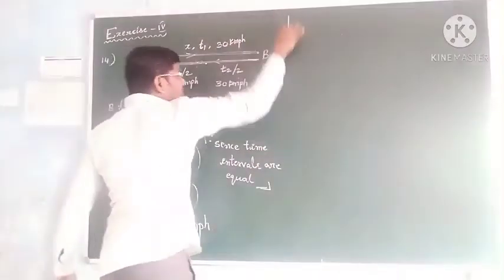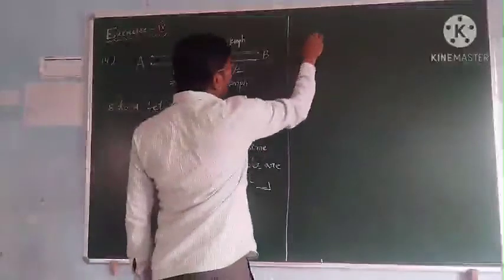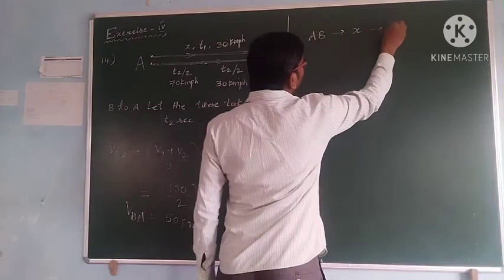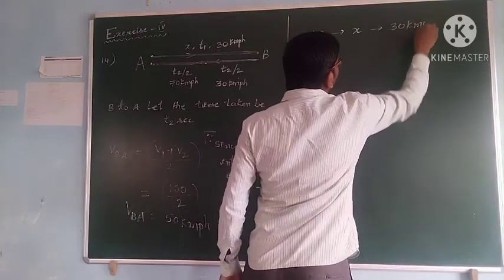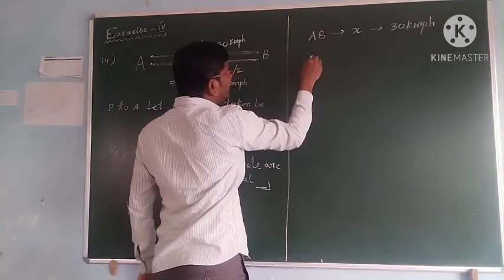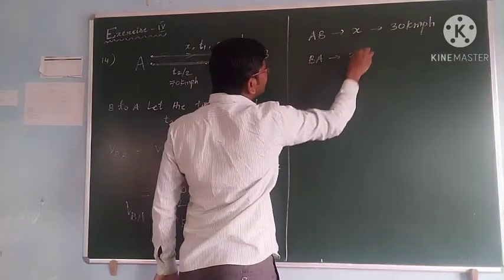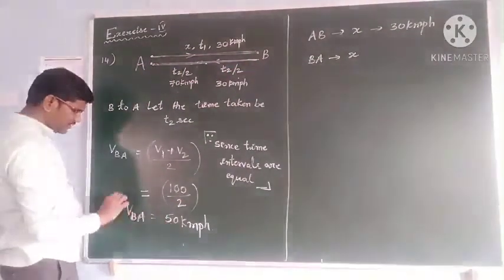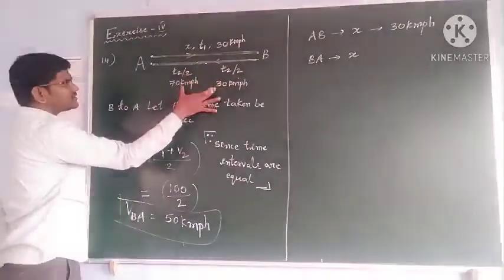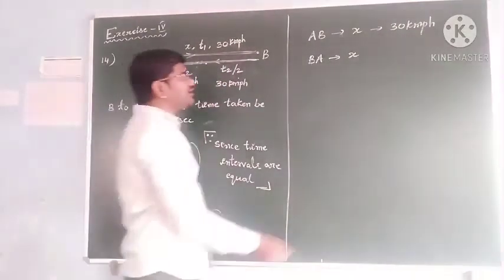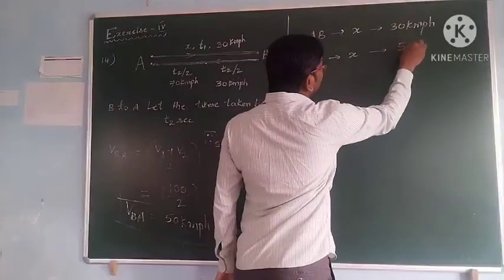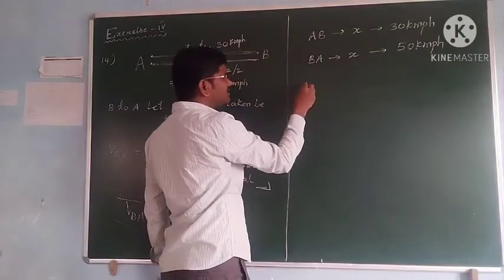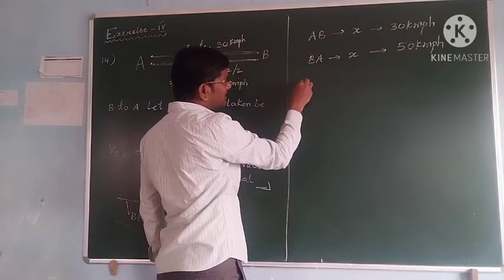Now see students, so A to B, the distance you know is x, and the speed you know is 30 kmph. Okay students, and B to A, again the distance is x only. B to A average speed I have found. I had two speeds, and for that I found the average speed. Again x distance with 50 kmph speed it is traveling. So equal distances, different speeds. Then the average speed for the total journey.